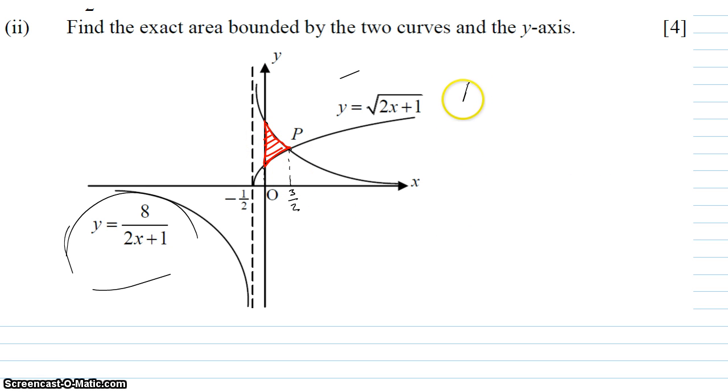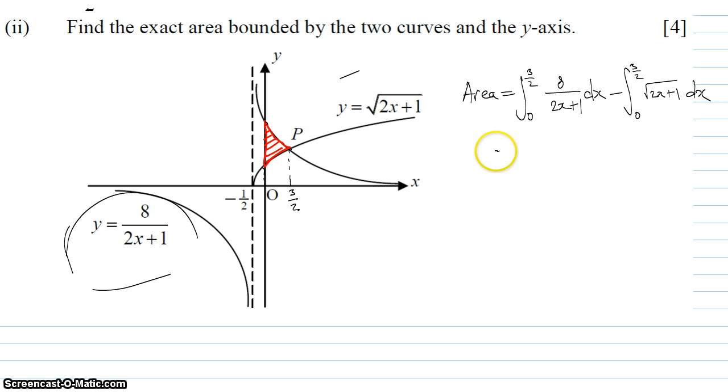So the area, I can write that as being the integral from 0 to 3 over 2 of this curve here, 8 over 2x plus 1 dx, minus away the area under this curve between 0 and 3 over 2 of square root of 2x plus 1 dx. So what's that going to be equal to?